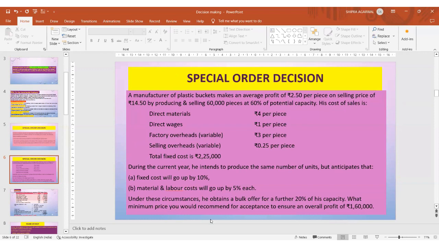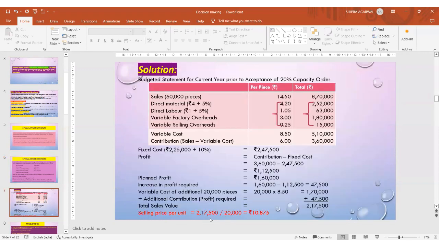Now, in this case, whenever you come across such questions, there are so many details given that many a time students just get confused how to proceed. The simple formula is you start with calculating the contribution. Once you calculate the contribution, things will automatically get clear how you have to proceed with it.